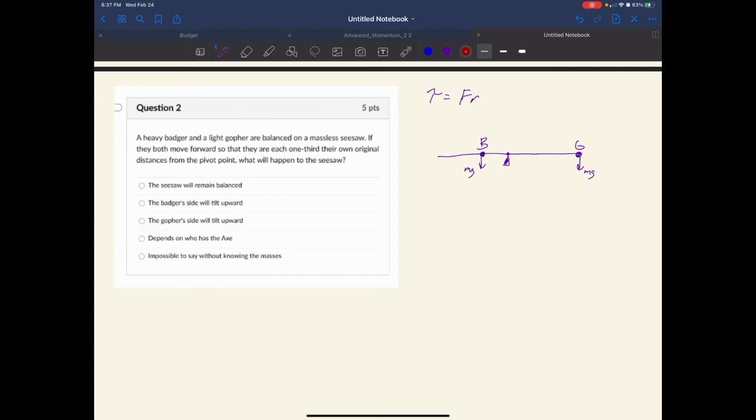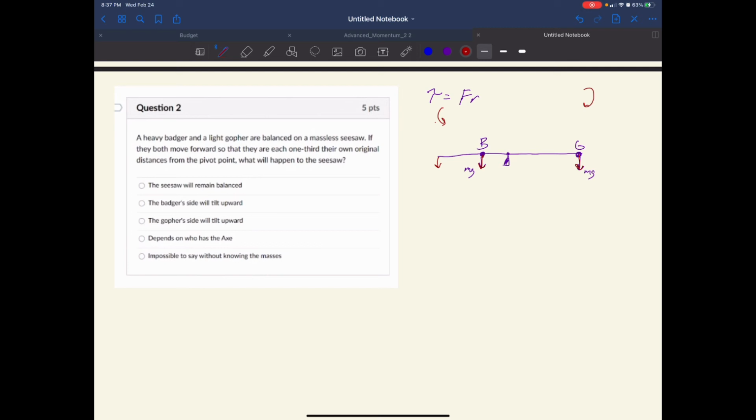Let me be a little bit more obvious about what I'm saying. The badger is going to exert a torque going this way, right? Because it's on this side and it's pointing downward. So there's a torque in the counterclockwise direction. The gopher has a weight going down this way, so it introduces a torque in the other direction, the clockwise direction, right? So this one wants to make it go this way, and this one wants to make it go this way. So that's what I mean.